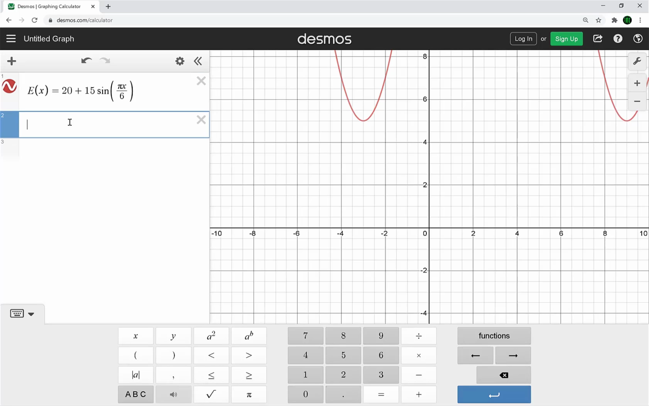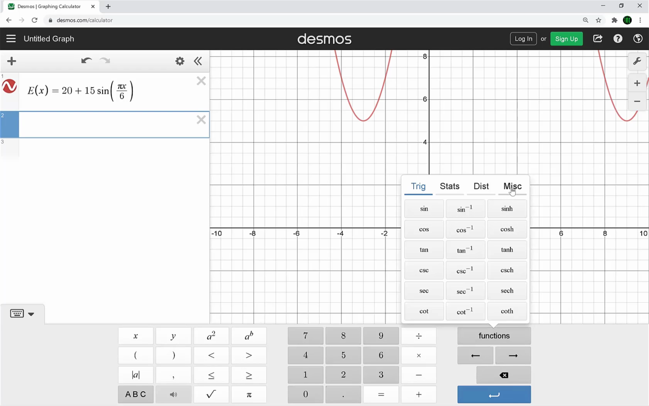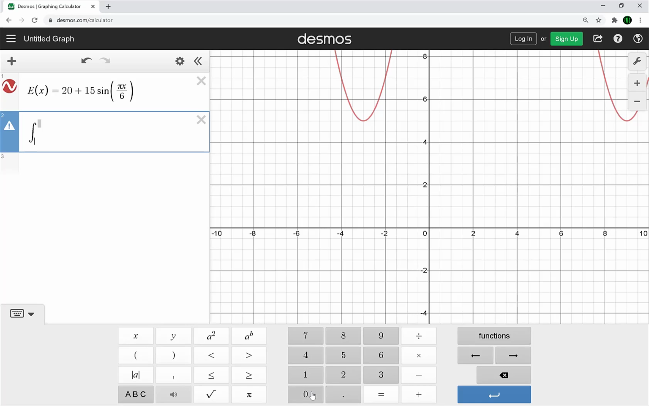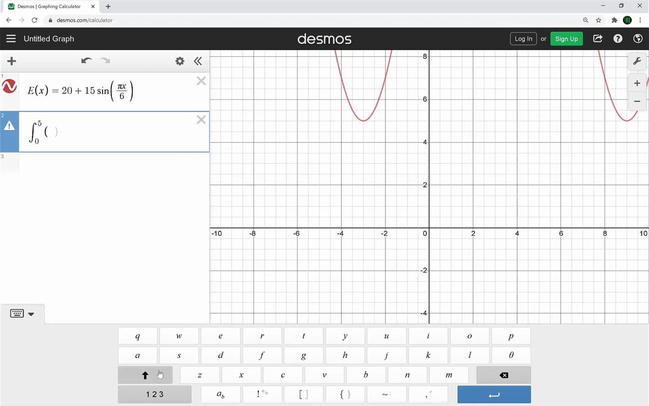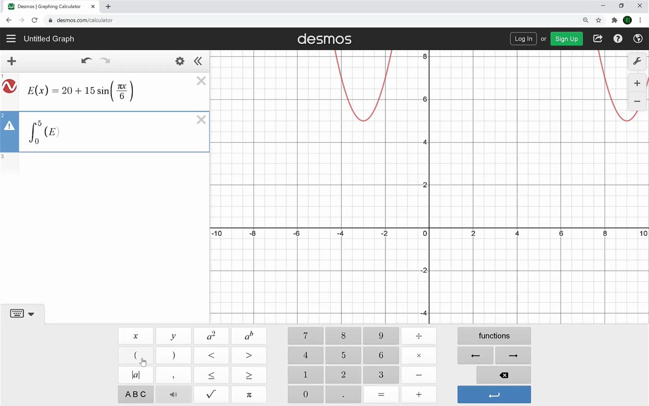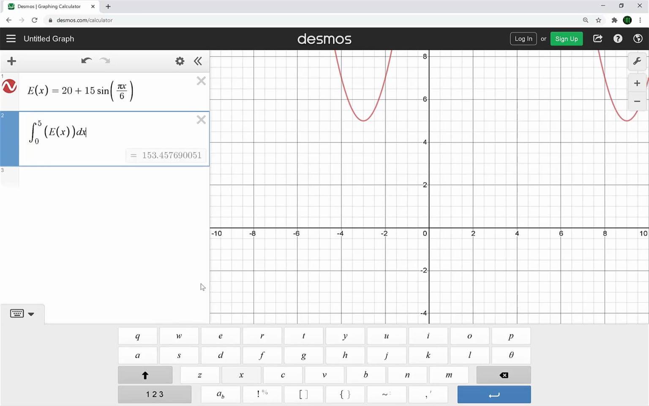And then I just come over here on command line number 2. And I'm just going to go to functions. And I'm going to go to miscellaneous. And there's an integral symbol right there. And I just go 0 to 5. And I can just type on the inside. I have to put parentheses though. E of X. And then close that dude and then put dx. And voila, you get a nice magic number. 153.457 if it's truncated, 8 if it's rounded.